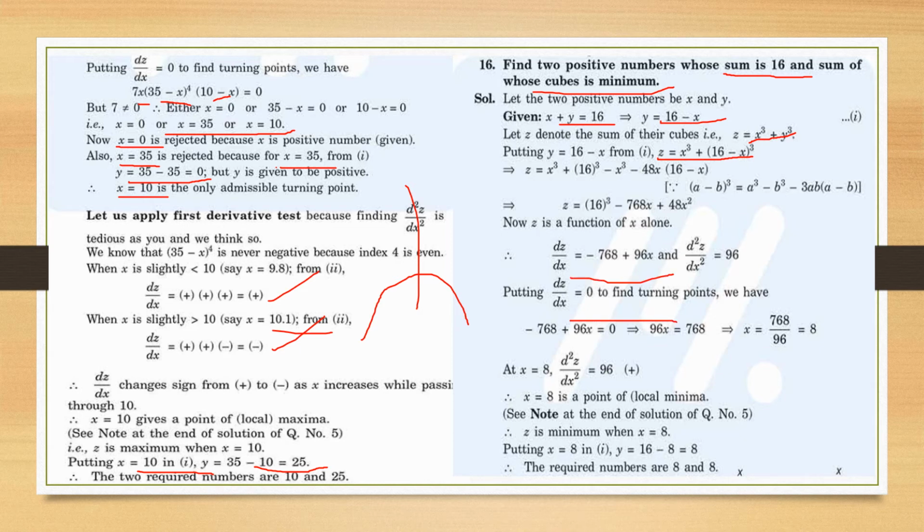Critical point will give me x equal to 8. Second derivative is positive, so that means it is the point of local minimum. And the values are: when x is 8, by replacing in y equal to 16 minus x, I can get my y also equal to 8.